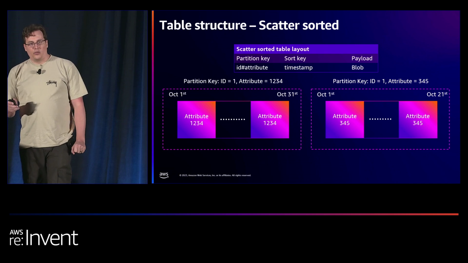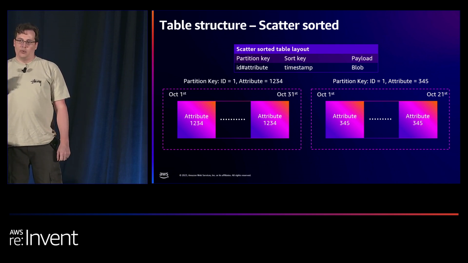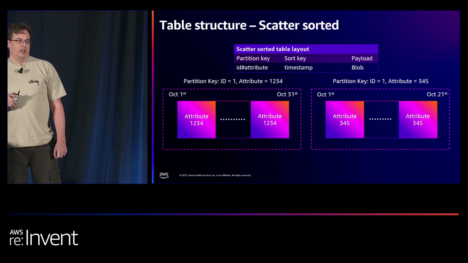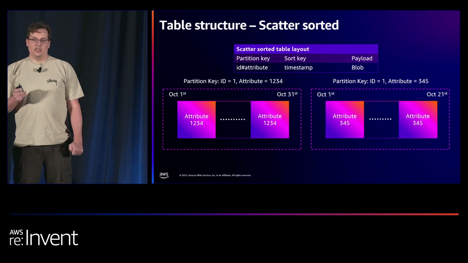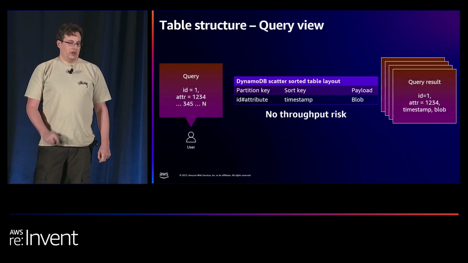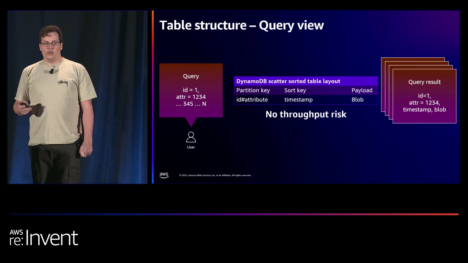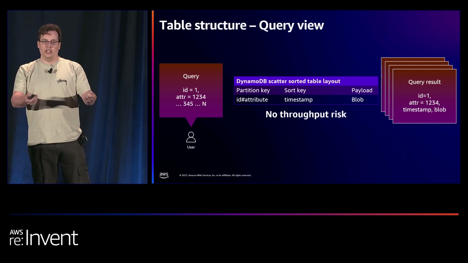Now there's the scatter sorted, which tries to distribute the keys by the partition and the attribute. And so now we can still subselect data, and we can scatter it so that we reduce our throughput risk. So let's see what it looks like when we query. We're essentially saying that each key, no matter which piece you're subselecting, you're going to a random partition underneath.